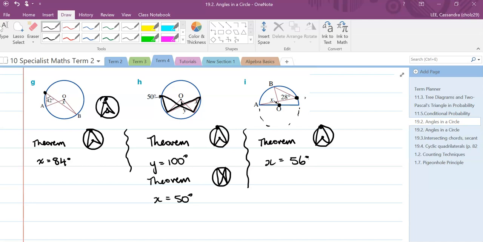We're just going to identify the correct theorem, and then using that theorem, we're going to state the value of unknown angles that are in a circle.